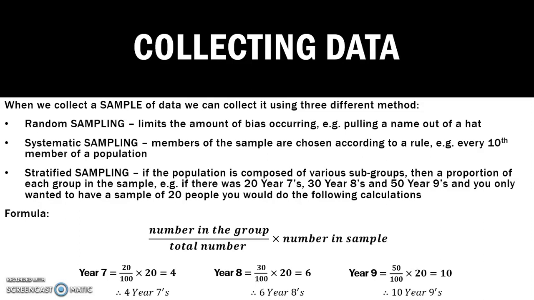For year 8, we have 30 year 8s in the group over our 100 people times our number in the sample, which is 20. So 30 over 100 times 20 equals 6. So therefore, 6 year 8s. And for year 9, we have 50 in the group. So it's 50 over 100 times our number in the sample, which is 20, which equals 10. So therefore, we want 10 year 9s.